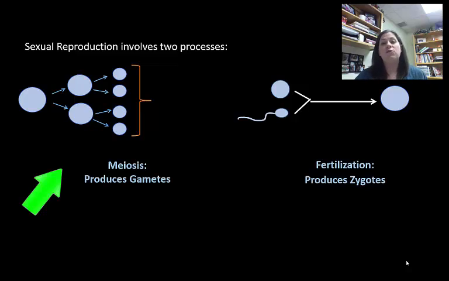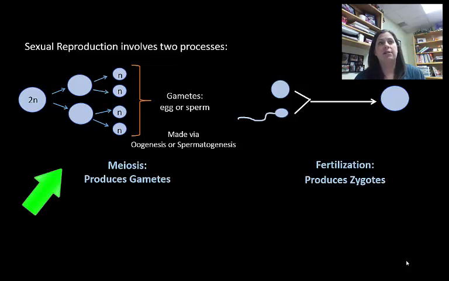The whole point of doing two divisions is that it's going to go from a diploid organism, 2N, a diploid cell, to haploid. This is going to create gametes, which are egg or sperm. Remember though, if we're going to create egg, it's made through oogenesis, and if we're going to create sperm, it's through spermatogenesis. So the purpose of meiosis is to produce gametes and half that number of chromosomes.